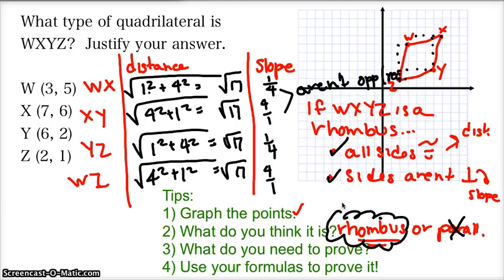a rhombus. What we're doing here is we're justifying our answer. We're not saying it's a rhombus because it looks like all the sides are congruent. We're not saying it's a rhombus because it looks like the corners aren't 90 degrees. We're actually using these formulas to prove it.